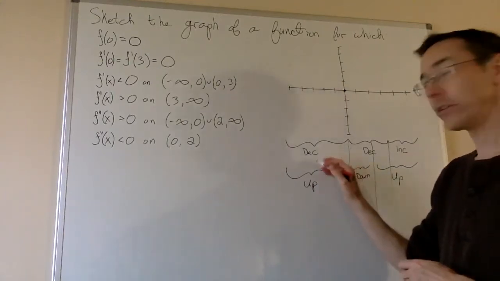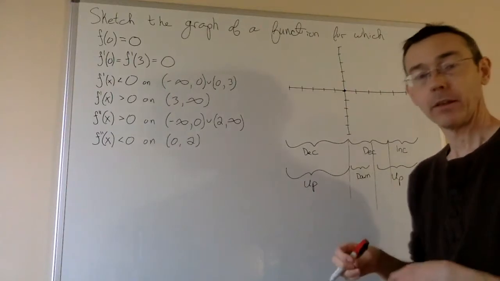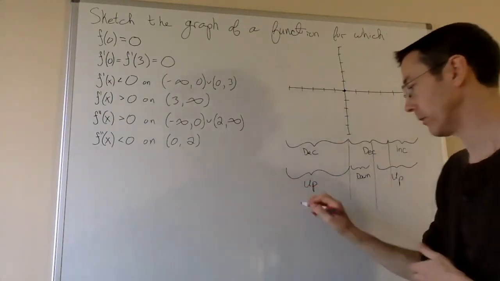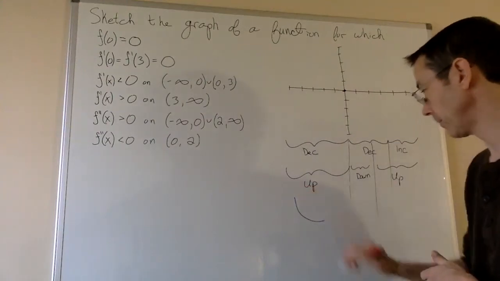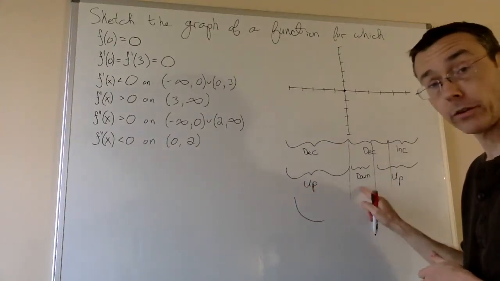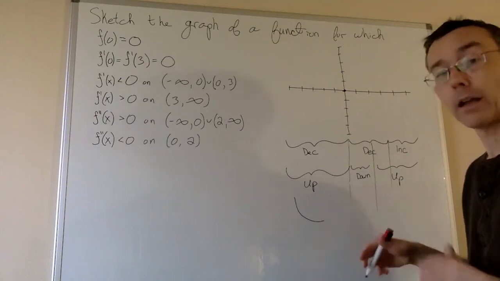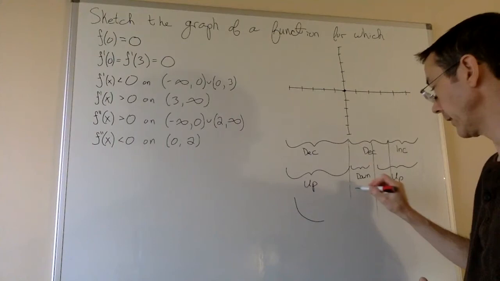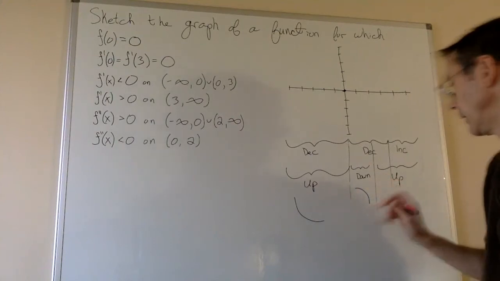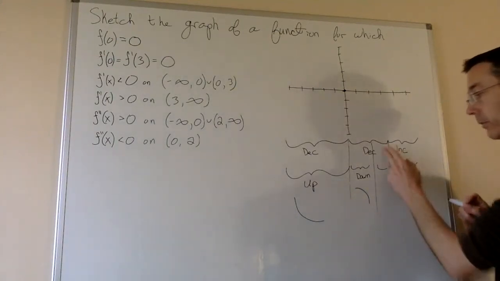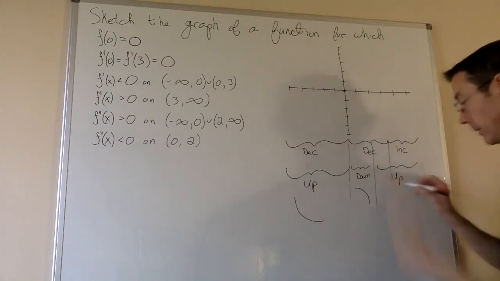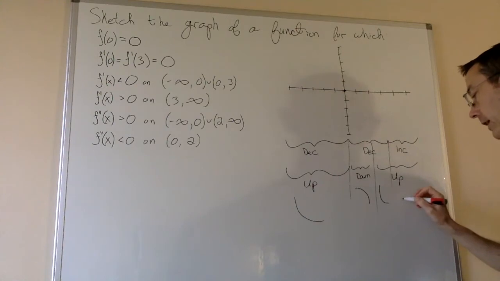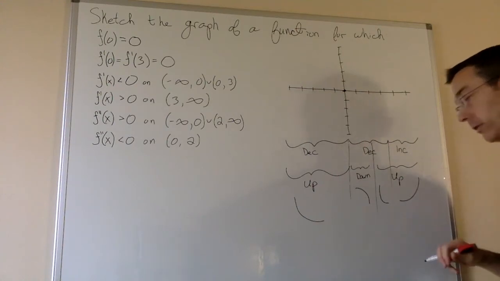Okay, decreasing, concave up. So I know concave up is like the bottom of a valley, so I want the decreasing part of a valley. It's going to look like that. Then decreasing, concave down. Concave down is like the top of a hill. I want the decreasing part of the hill. It's going to look like this. Here, I'm still decreasing, but now concave up, like this. And then increasing and concave up is like this.